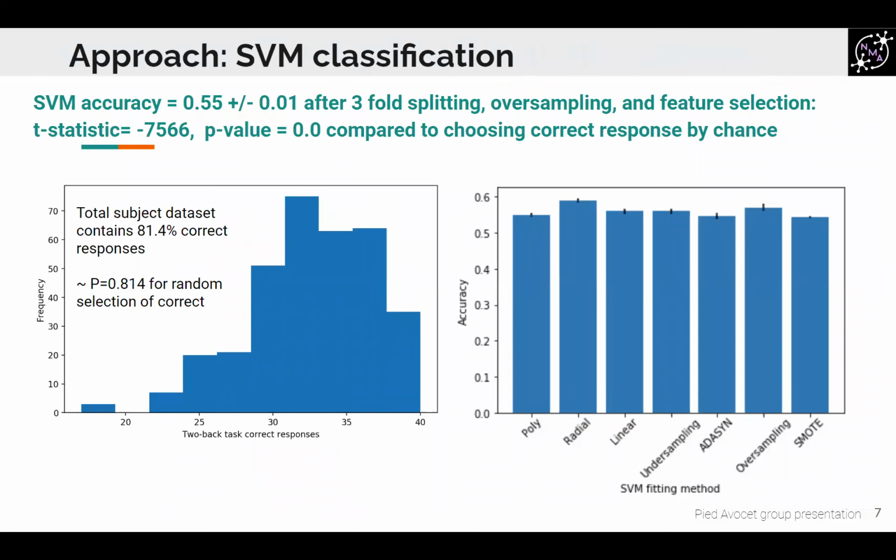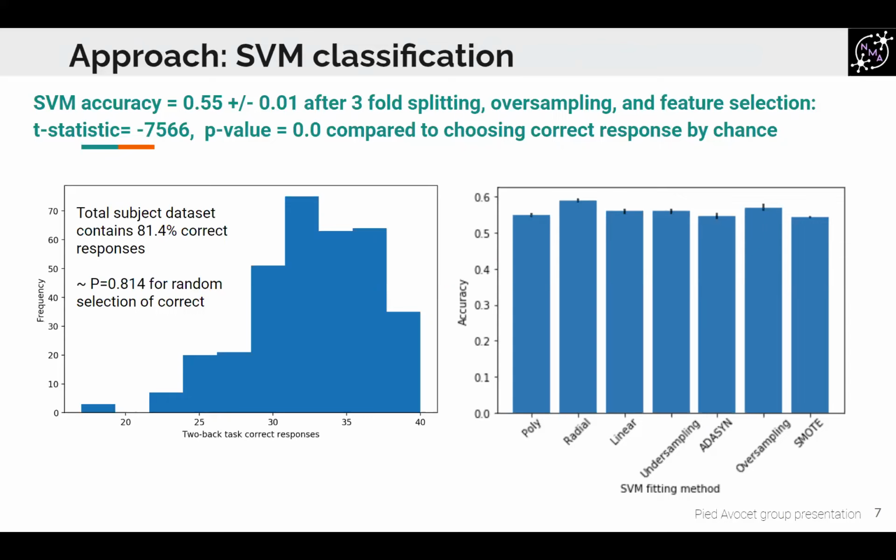So as you saw in the previous screen, the SVM did not do better than chance. So running it with SMOTE, you get an SVM accuracy that's around 55%, plus or minus 0.01. And this leads, in a one-sided t-test, to an insignificant finding. Basically, it doesn't do better than choosing a random sample from the data set.